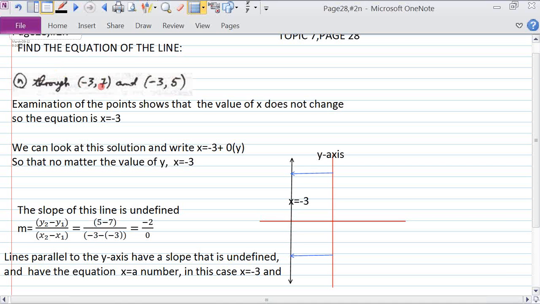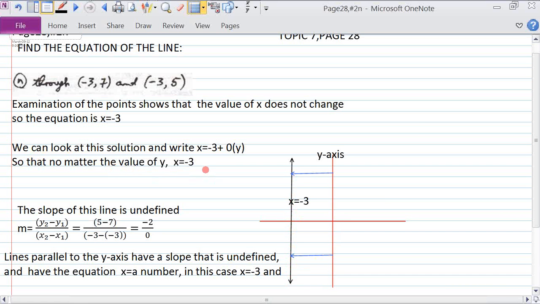Here again, we're given 2 points: (-3, 7) and (-3, 5). Now, right away, I can see that no matter what the value of y, x stays the same. Well, if x stays the same, the equation of the line must be whatever that number is. In this case, x equals minus 3. So here's the equation of the line, x equals minus 3. Here's the origin.